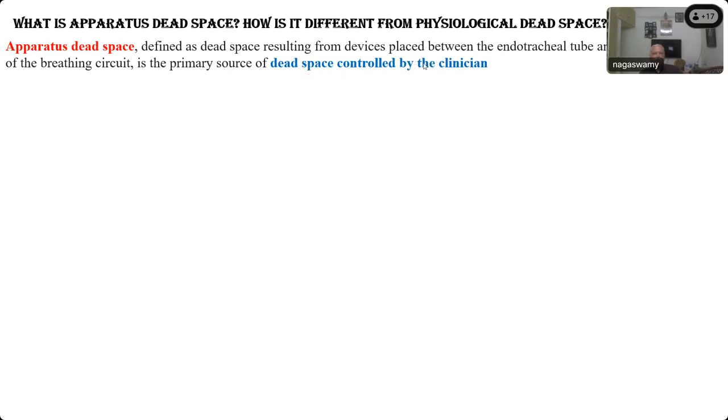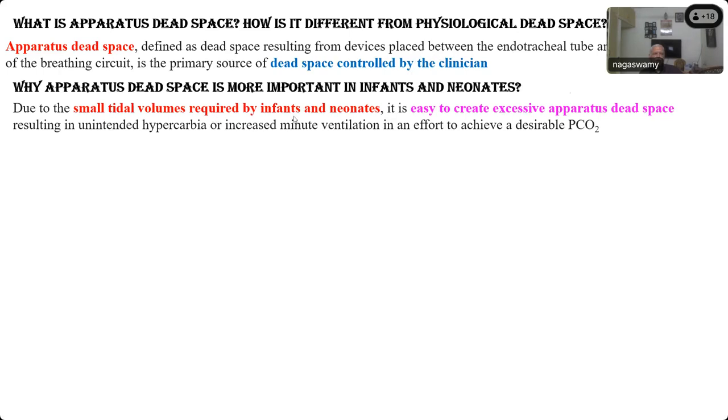So apparatus dead space is under the control of the clinician, and that space is created by the devices we place between the endotracheal tube and the breathing circuit. Now, why is apparatus dead space more important in infants and neonates? Volumes are already low because of the small tidal volume required by infants and neonates. It is very easy to create excessive apparatus dead space, resulting in unintended hypercarbia or increased minute ventilation to achieve a desired ETCO2. So we can easily produce unnecessary dead space if we are not careful. That is why we select the Jackson-Rees modification for small babies, because that has the lowest or negligible apparatus dead space. That is the reason why we always choose that particular circuit for pediatric patients.